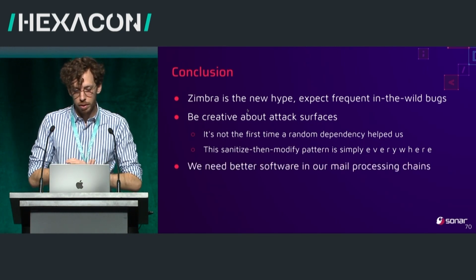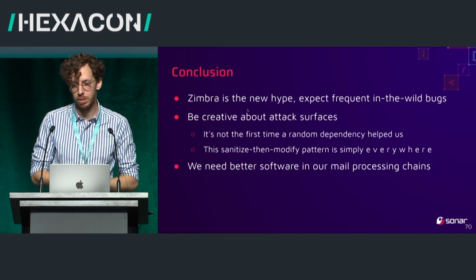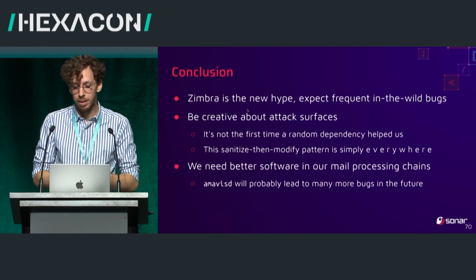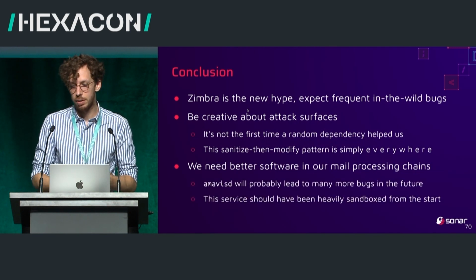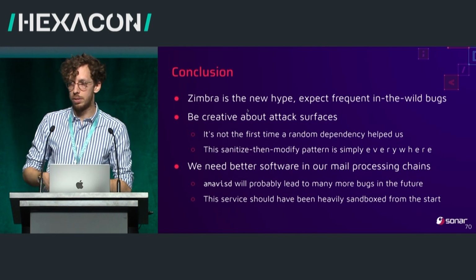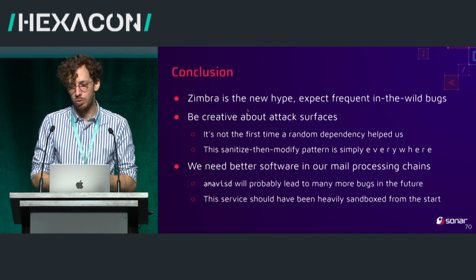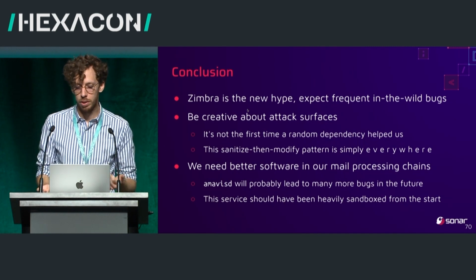I also think, and it's a simple take for me because I'm not writing mail processing chains, but I think we need better software in that case. Amavis should have been sandboxed from the start. There would be privilege separation, as this extractor should run as nobody in a chroot. So that kind of thing could have been prevented really easily.